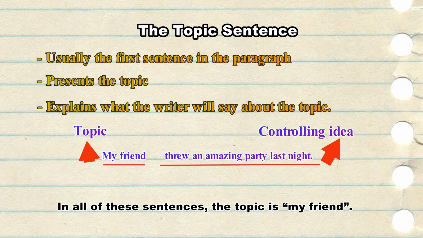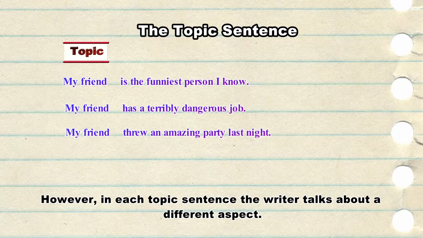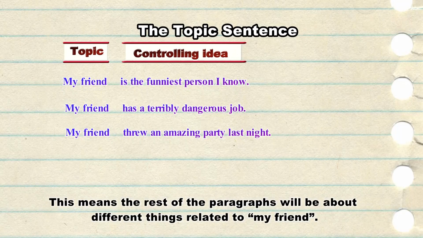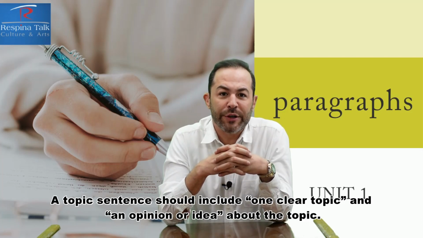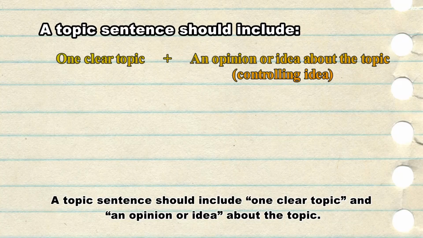Now, in all of these sentences, the topic, again, is my friend. However, in each topic sentence, the writer talks about a different aspect. This means the rest of the paragraphs will be about different things related to my friend. So, a topic sentence should include one clear topic and an opinion or idea about the topic.